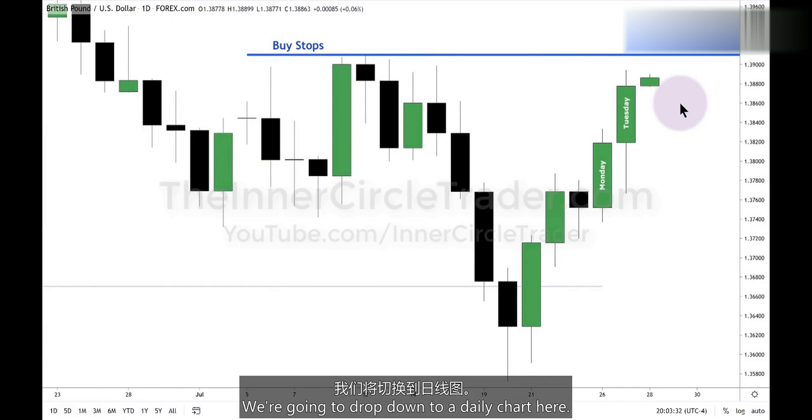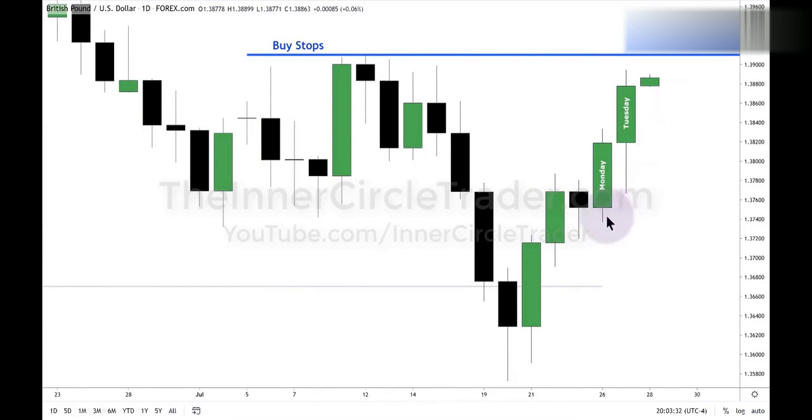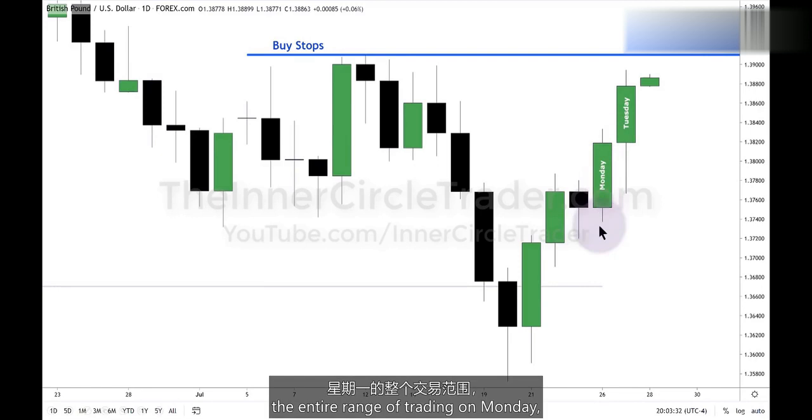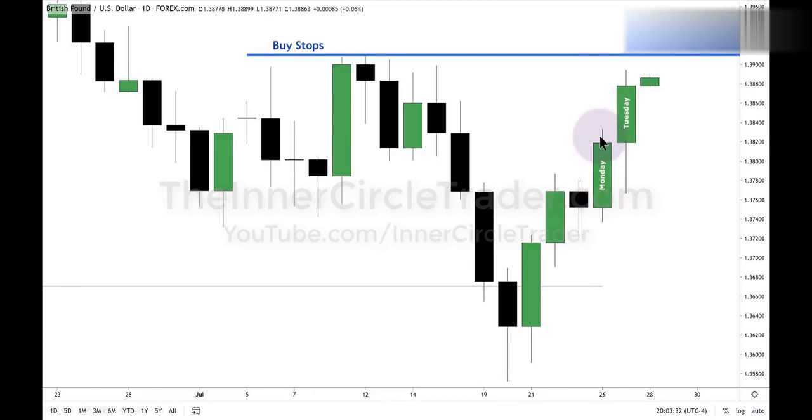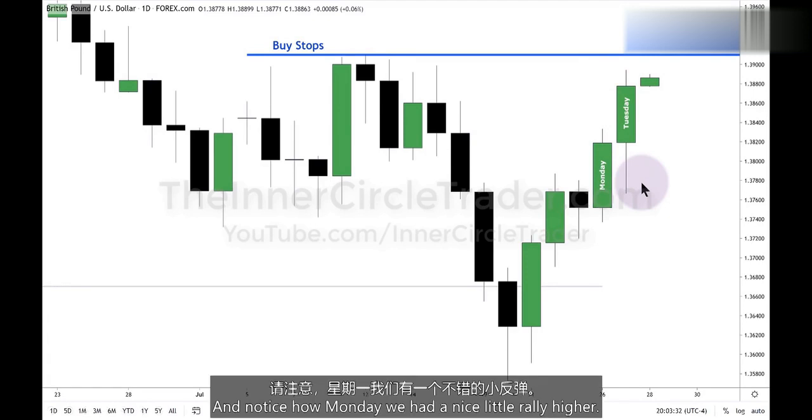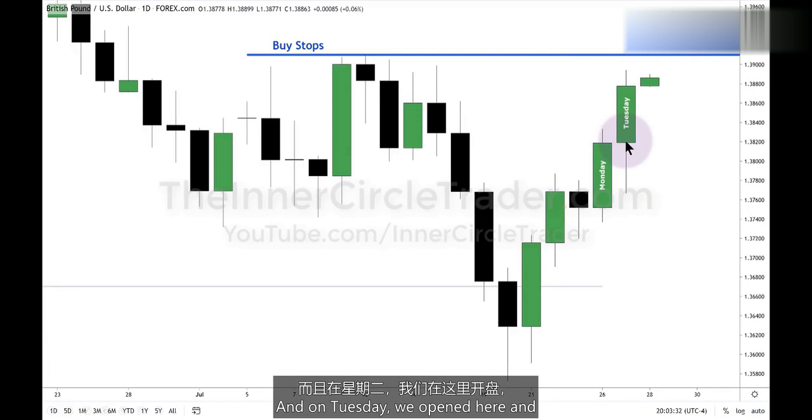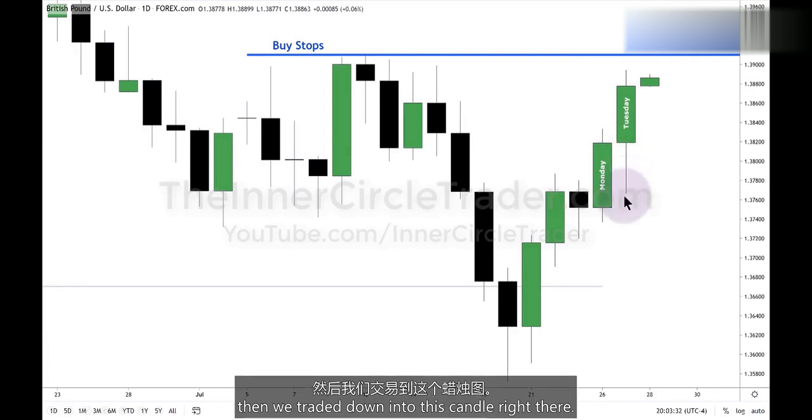We're going to drop down to a daily chart here. You can see Monday's trading. This is the candle for the entire range of trading on Monday, July 26th, 2021. And then Tuesday's trading daily range for July 27th, 2021. And notice how Monday we had a nice little rally higher. And on Tuesday we opened here. And then we traded down into this candle right there.